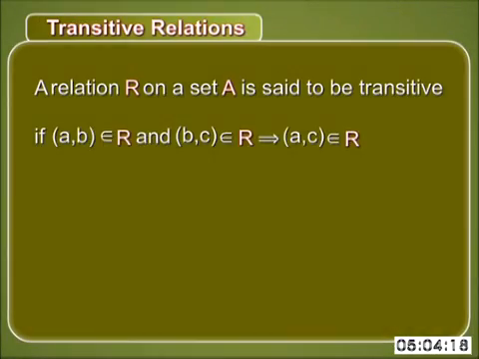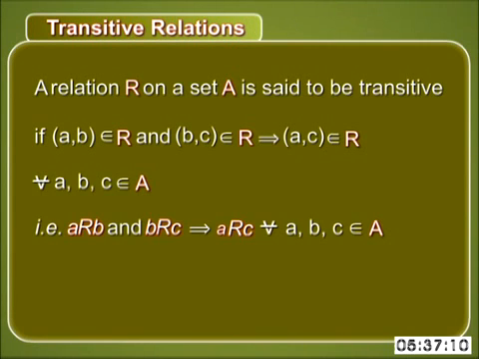Transitive relations. A relation R on a set A is said to be transitive if and only if an ordered pair (a, b) belongs to relation R and the ordered pair (b, c) also belongs to relation R. This implies the ordered pair (a, c) should also belong to relation R for all a, b and c belonging to set A, that is, aRb and bRc implies aRc for all a, b and c belonging to set A.